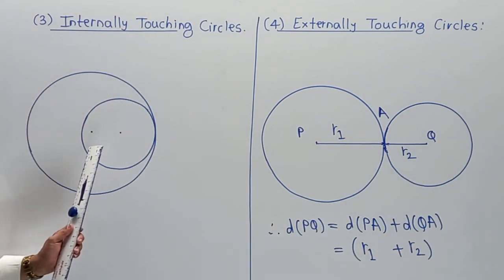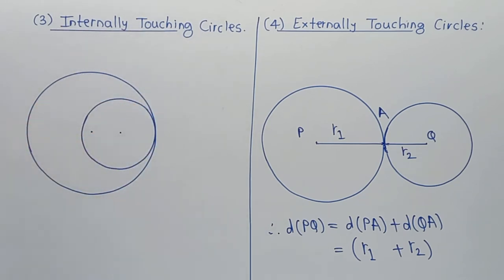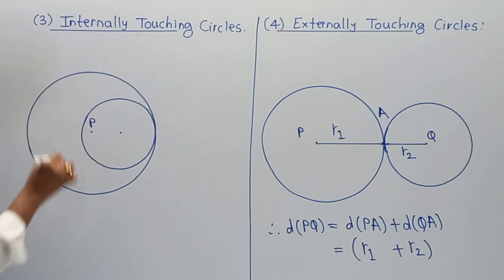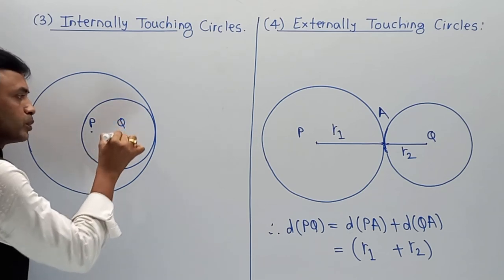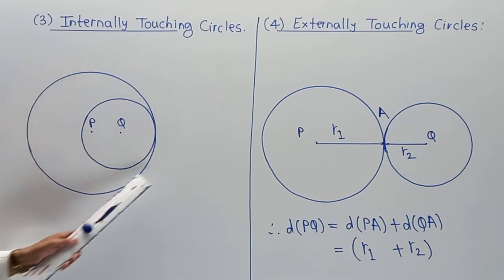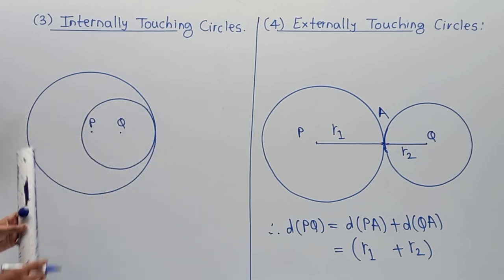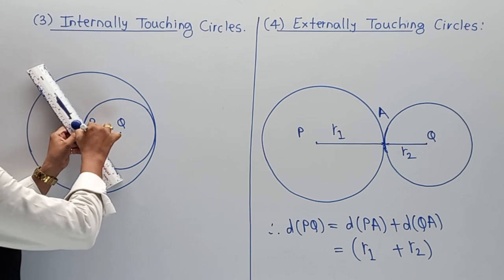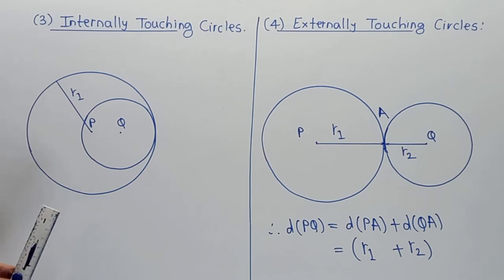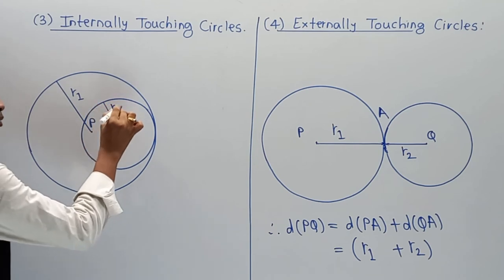Exactly the reverse condition happens when you take internally touching circles. Again, I am going to keep the same figure. Let us say here is P, which is the center of the outer circle, and there is another point Q, which is the center of the smaller circle. I repeat, P is the center of the larger circle and Q is the center of the smaller circle. Here I am going to indicate the radii, try to understand. Let us say PA is a radius, that is R1. Next, for the smaller circle, the radius is R2.